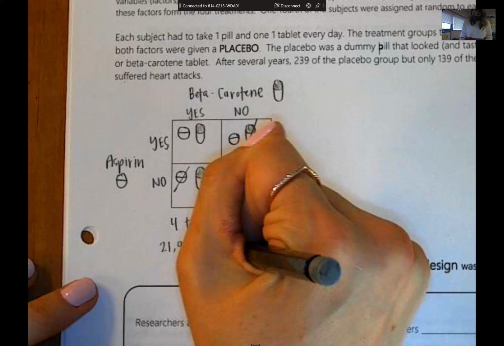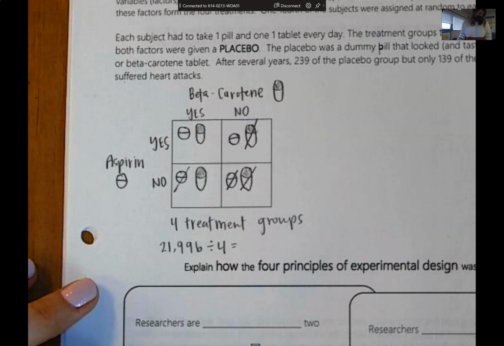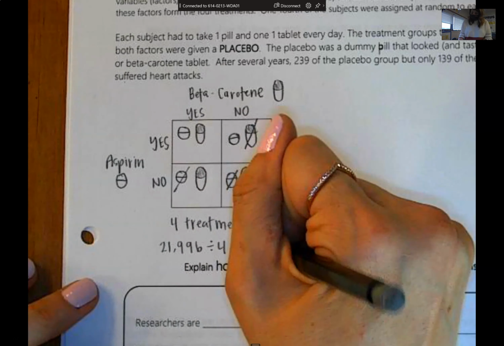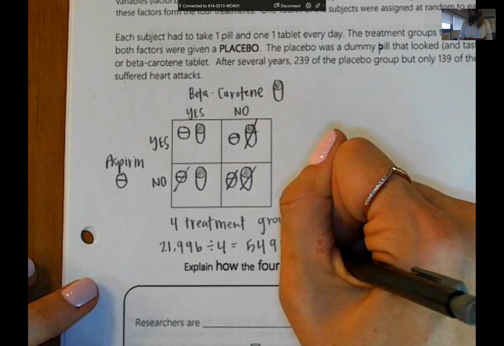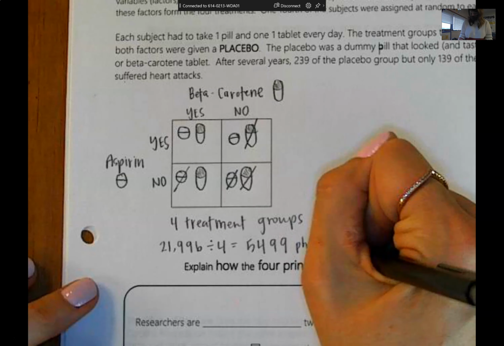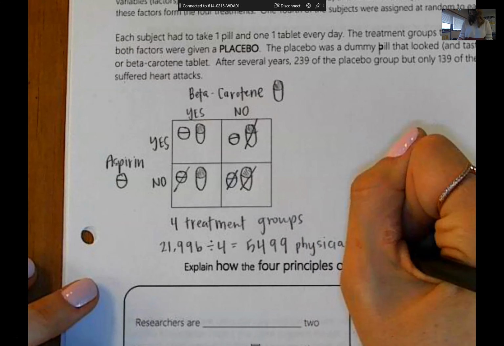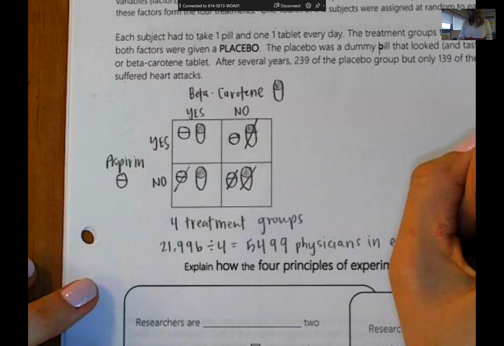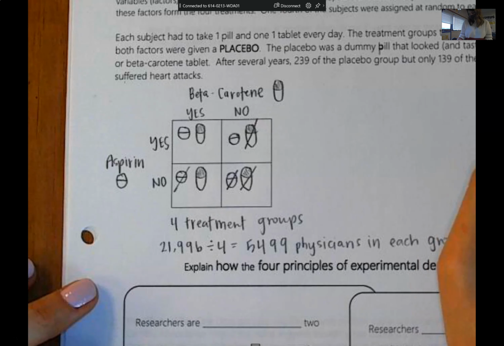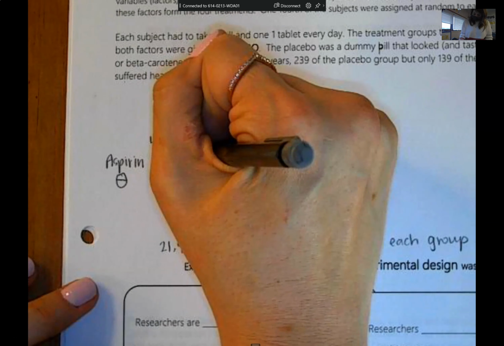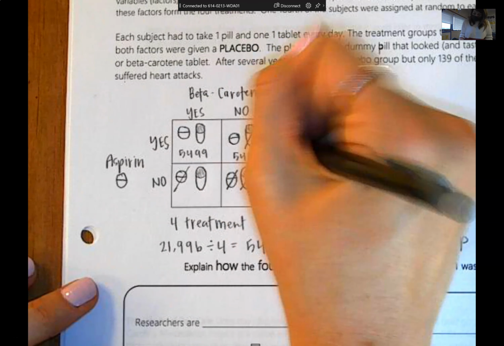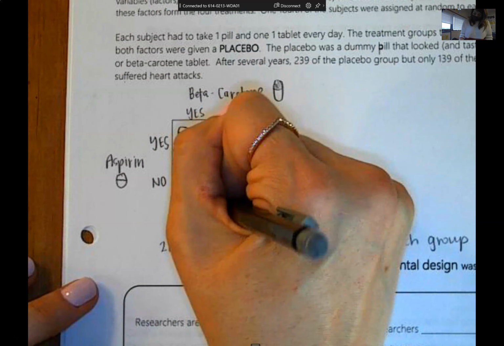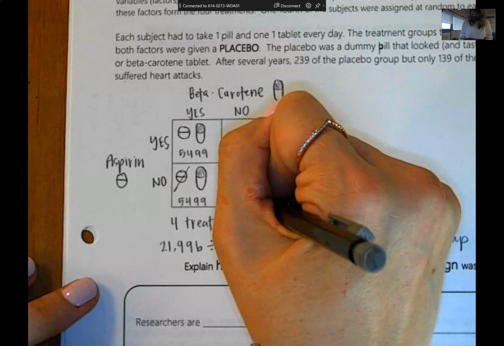21,996 divided by 4 is 5,499 physicians in each group. So each of these had over 5,000 physicians in the group. It's a lot of data to keep track of.